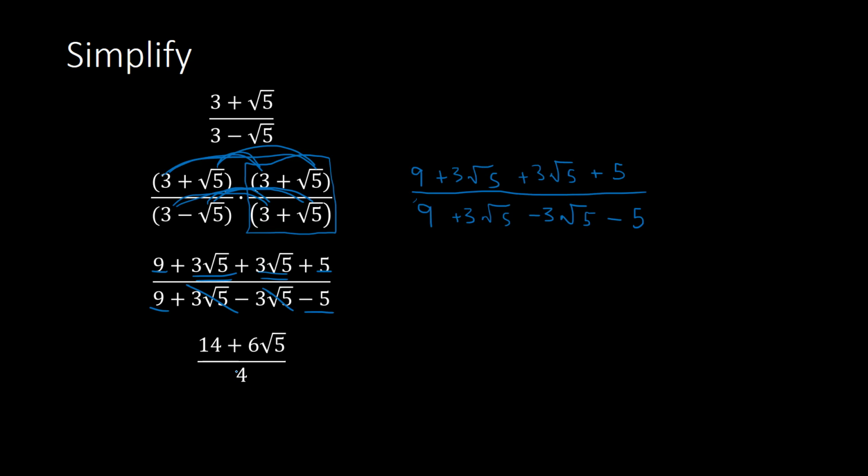But one last thing, notice that each part of this fraction can be divided by 2. So I can divide everything by 2, and I would get, divide by 2, I get 7. Divide this by 2, I get 3. So I have 7 plus 3 square root of 5 over 2 as my solution.